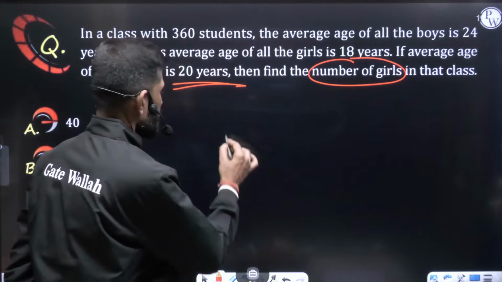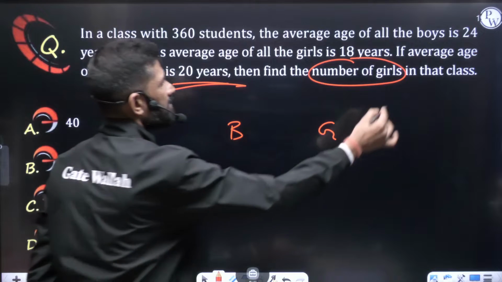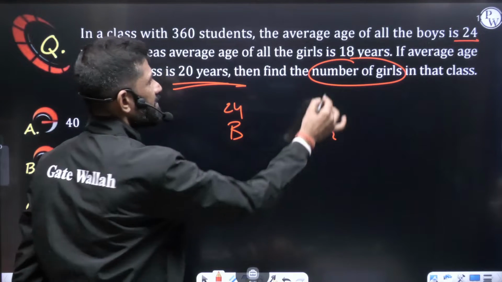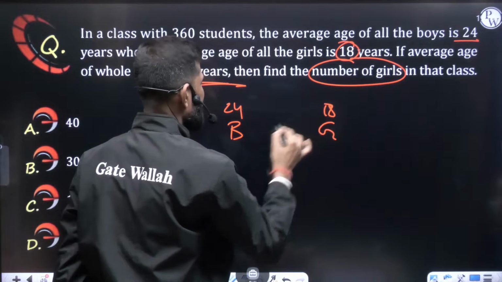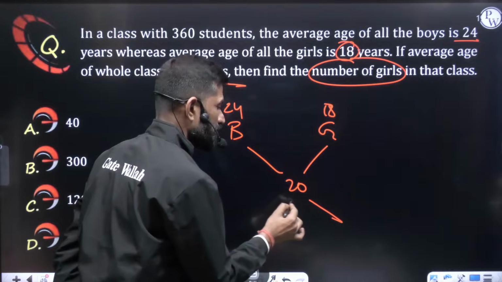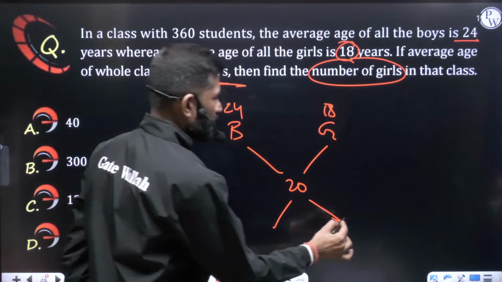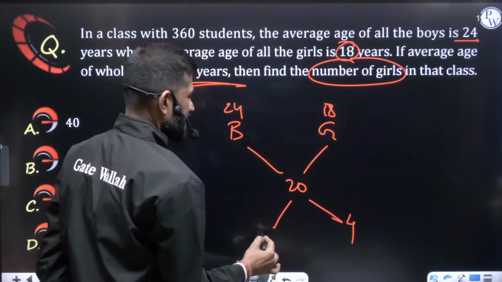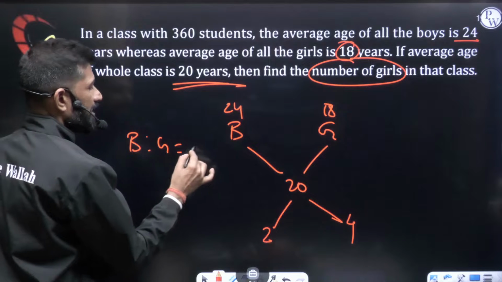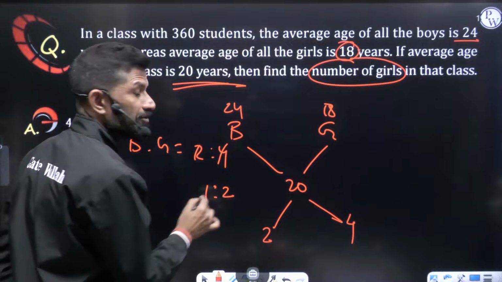Very simple. Boys, girls. Boys' average age, how much have they given? It is 24 years. Girls' average age? It is 18 years. The average age of the whole class, the mean value, they have given as 20 years. The difference on both sides will be the ratio of boys and girls. So 24 minus 20 is 4, and 20 minus 18 is 2. So this is boys, this is girls. Boys to girls are in the ratio of 2:4, which you can cancel and say 1:2.